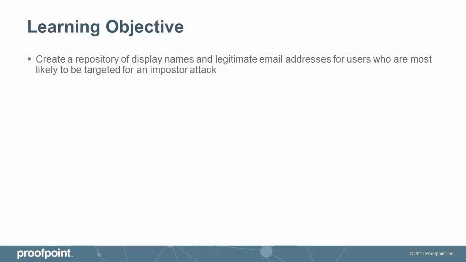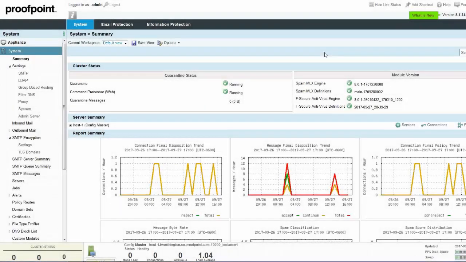This video tutorial demonstrates how to create a repository of display names for users who are most likely to be targeted for an imposter attack. Administrators can create a repository of display names and legitimate external or personal email addresses for users in their organization who are most likely to be targeted for an imposter attack.